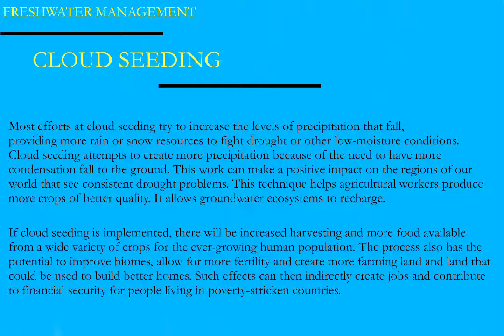Most efforts at cloud seeding try to increase the levels of precipitation that fall, providing more rain or snow resources to fight drought or other low moisture conditions. Cloud seeding attempts to create more precipitation because of the need to have more condensation fall to the ground. This work can make a positive impact on the regions of our world that see consistent drought problems. This technique helps agricultural workers produce more crops of better quality. It allows groundwater ecosystems to recharge.